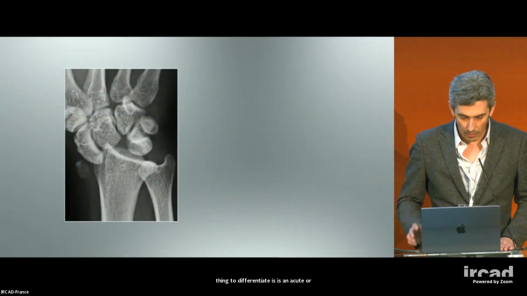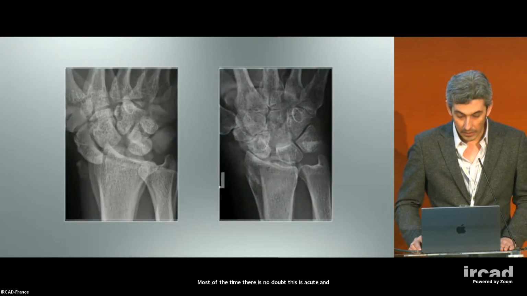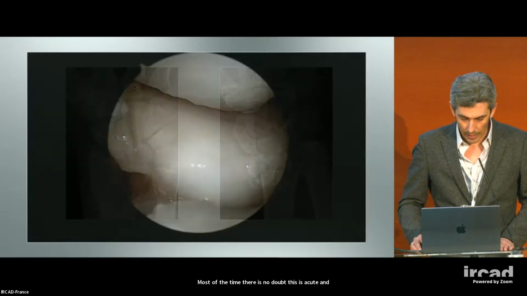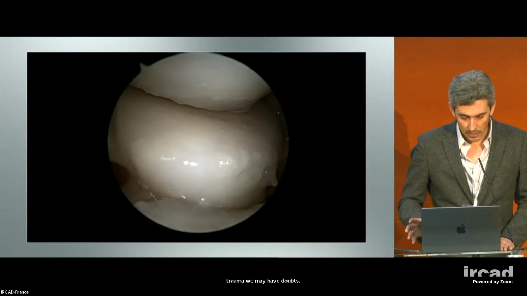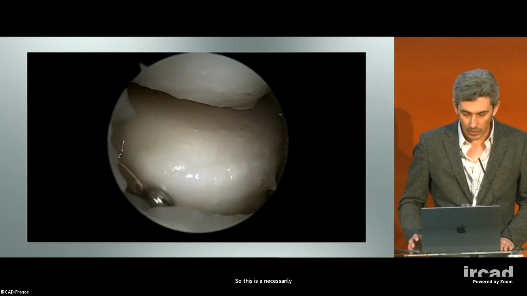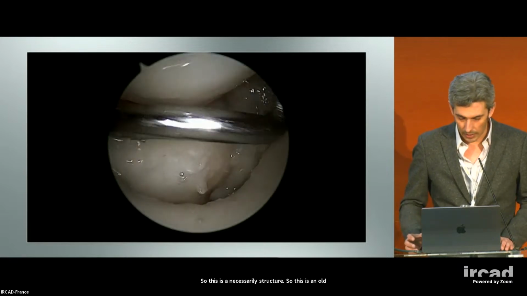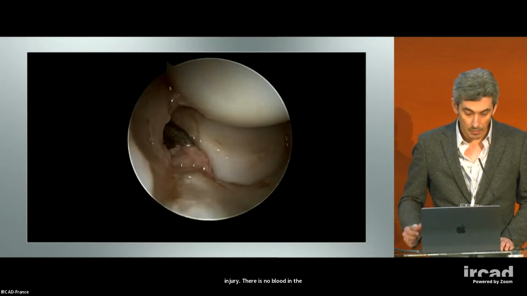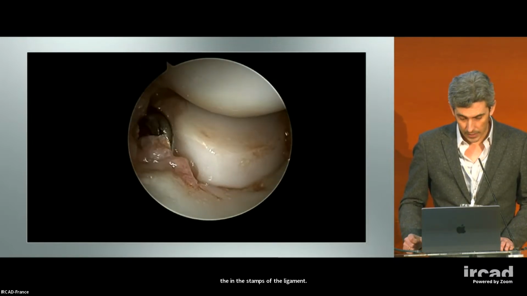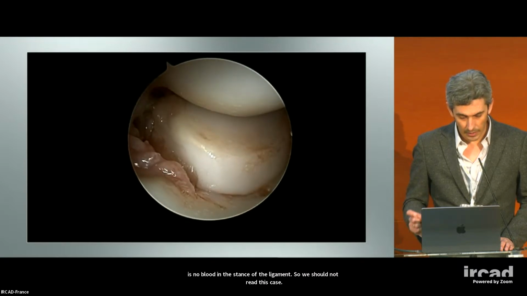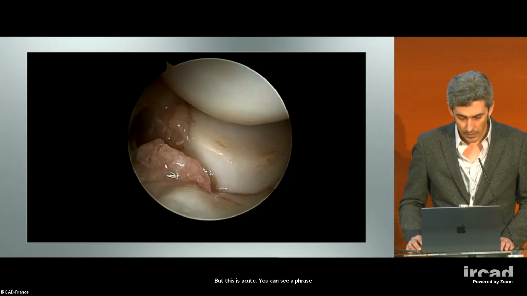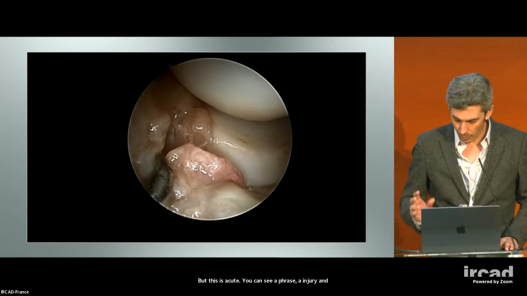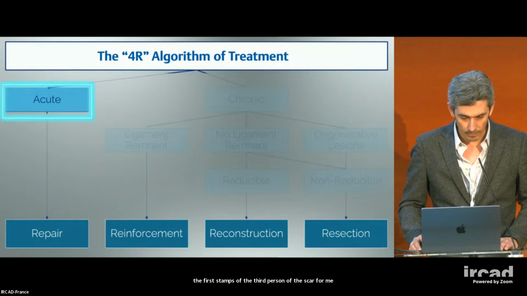Most of the time there is no doubt this is acute and this is chronic, but sometimes, especially in case of trauma, we may have doubts. So this is a distal radius fracture. This is an old injury. There is no blood in the stumps of the ligament, so we should not treat this case. But this is acute. You can see a fresh injury and the fresh stumps of the dorsal portion of the scapholunate. So in an acute trauma, check for blood, check for signs of fresh injuries.